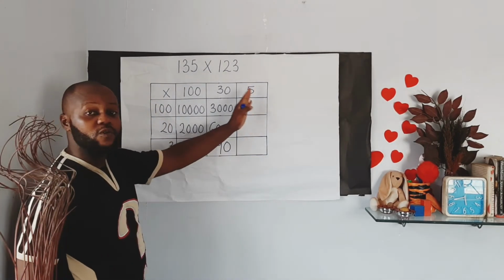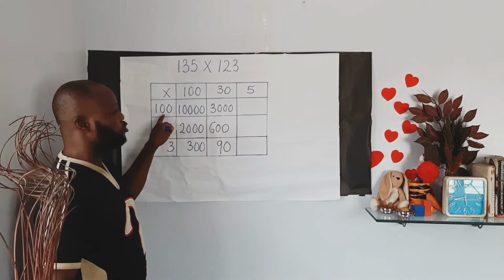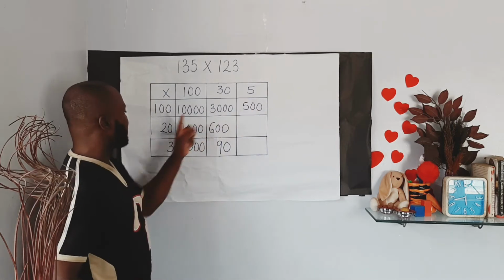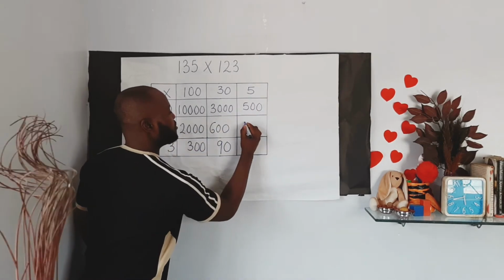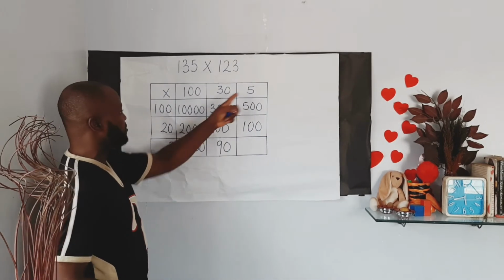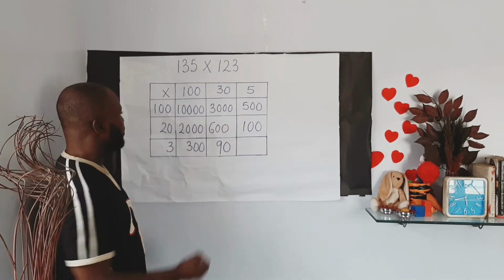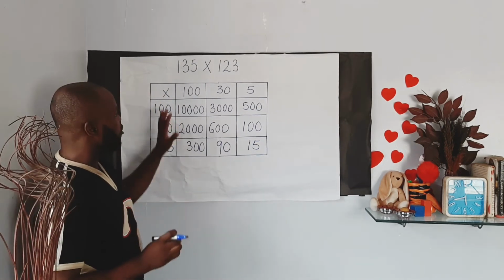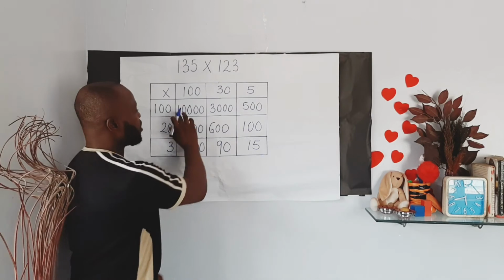Now to the number in the ones place. 5 times 100 is 500. 5 times 20 is 100, because 2 times 5 is 10, then you add the 0. Then 5 times 3 is 15. Now that I have all my numbers in the grid, I'll have to add everything.